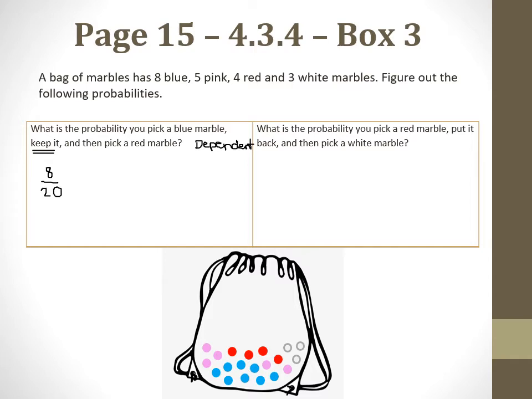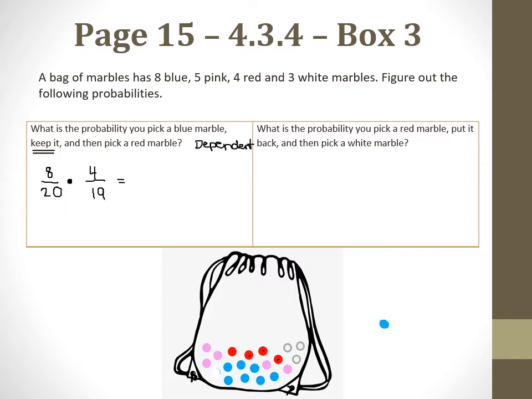But if I pick this blue marble and keep it, that blue marble is no longer in my bag. It's out here, I've kept it. So now, when I go to pick for a red marble, instead of having 20 possible marbles in the bag to choose from, now there are only 19. So when I go to pick this red marble, there are 1, 2, 3, 4 red marbles out of 19 in the bag. So notice how, because this was a dependent event, my number of possible outcomes went down.